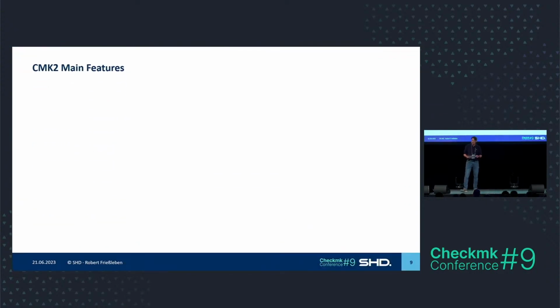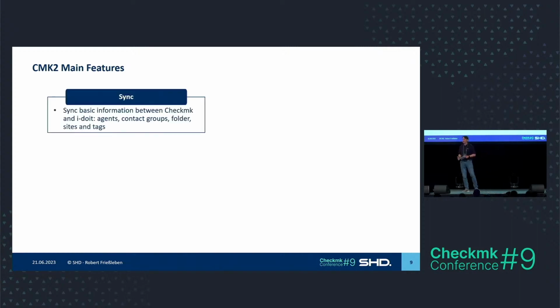Next point, let's have a look at some of the key features of the Checkmk add-on. They can be grouped into 4 groups. The first group I would call sync. It syncs the basic meta information which is needed in both systems, which could be the agent types, contact groups, Wato folders, sites, and tags. So if I want to add a new host in Checkmk from i-doit, I can configure in which site and in which folder it will be created in Checkmk.